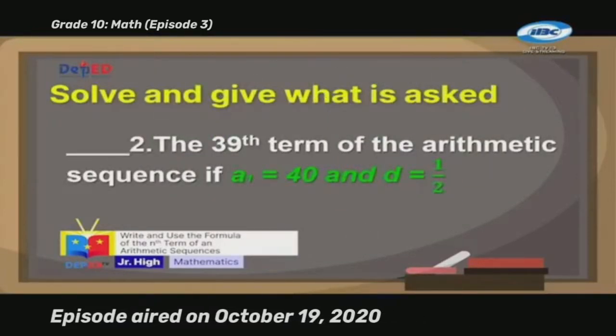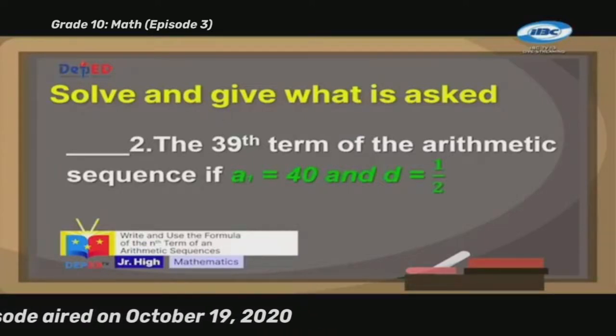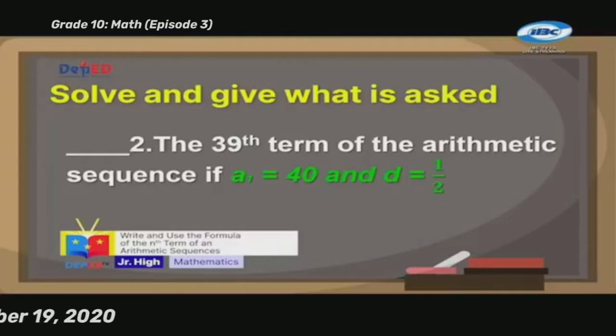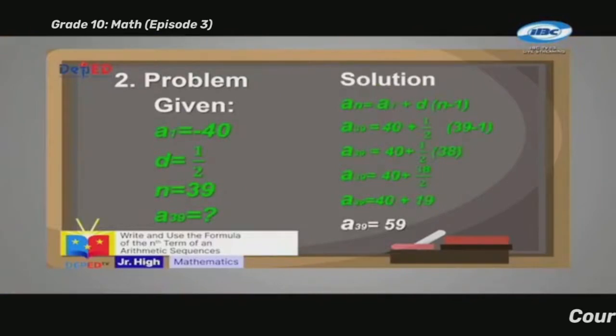Item number 2. The 39th term of the arithmetic sequence if a sub 1 is equal to 40 and d is equal to 1/2. The correct answer is 59.